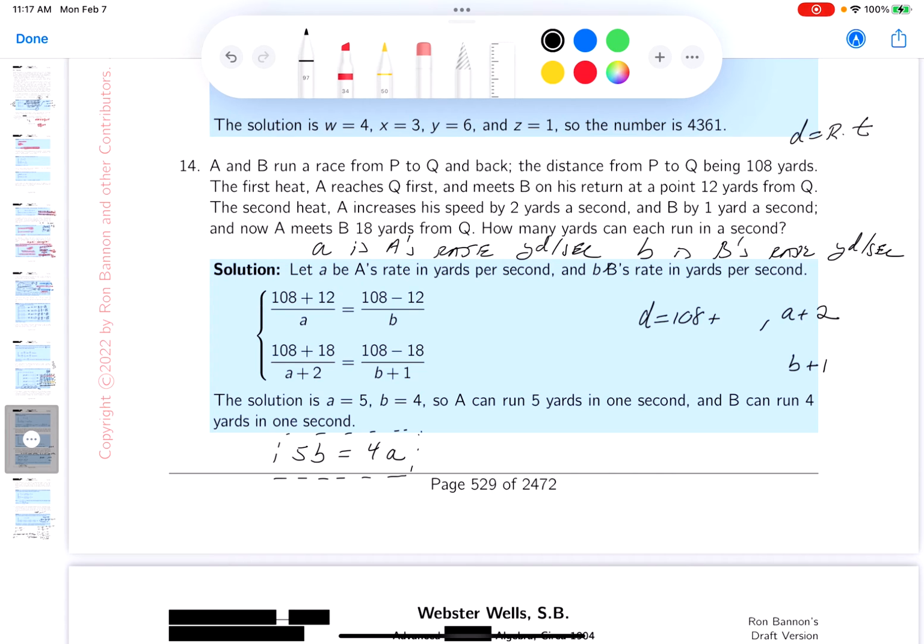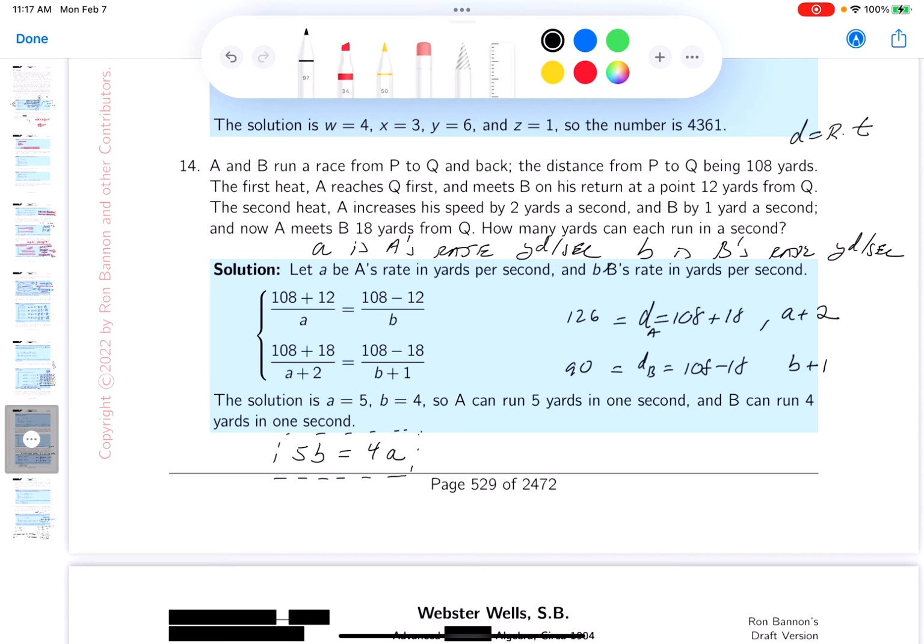plus 18. What's that going to be? Let's take a look. That's going to be 126, right? And the distance, this is the distance for A, by the way. The distance for B, well, it's like the other story, right? It's going to be 108 minus 18, which is 90. And again, it's 90 yards. It's happening at the same time, by the way. I don't know the time, but it's happening at the same time.